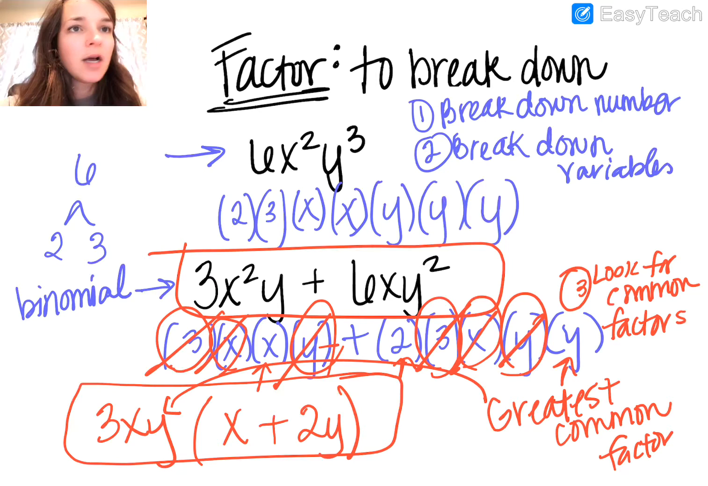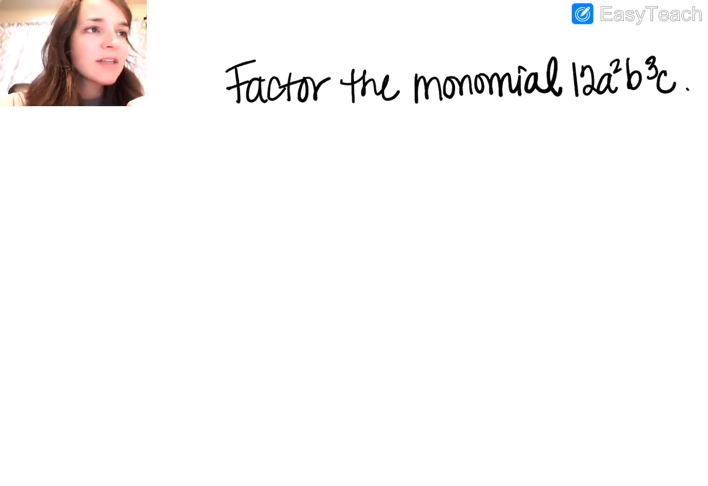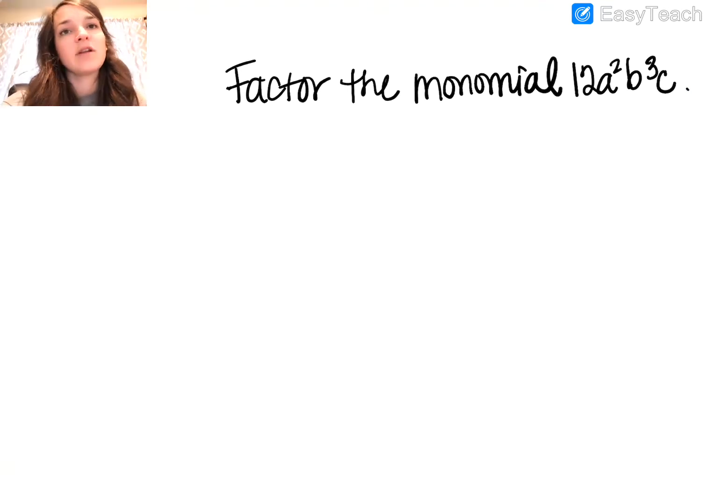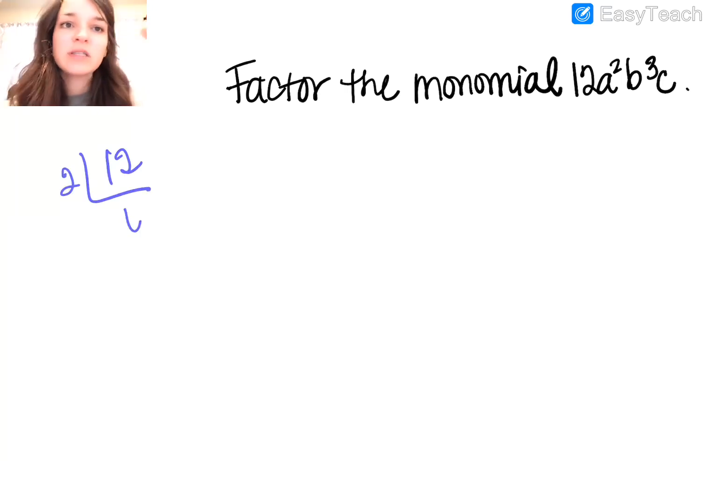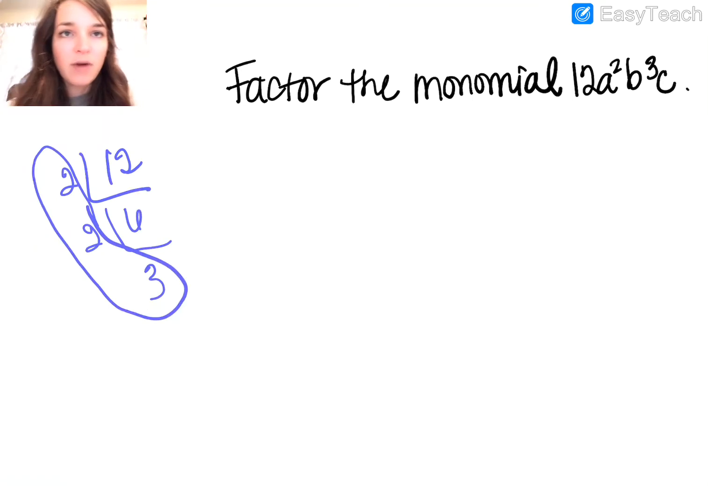All right, so let's look at this one. We want to factor this monomial. Okay, so same thing. We're going to break it down. So we know that 12, now if we wanted to actually do our whole prime factorization thing on 12, we could say 12 divided by 2 is 6. 6 divided by 2 is 3. So these are our prime factors.